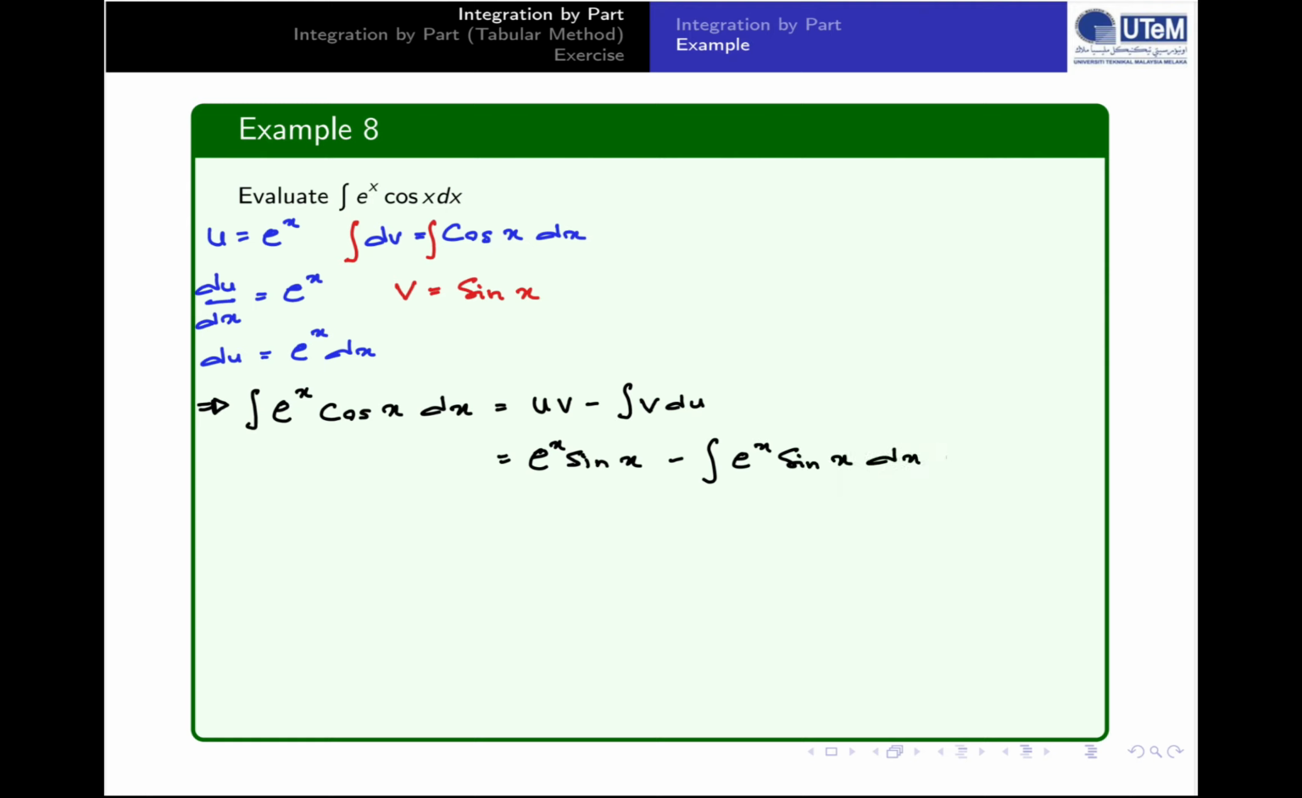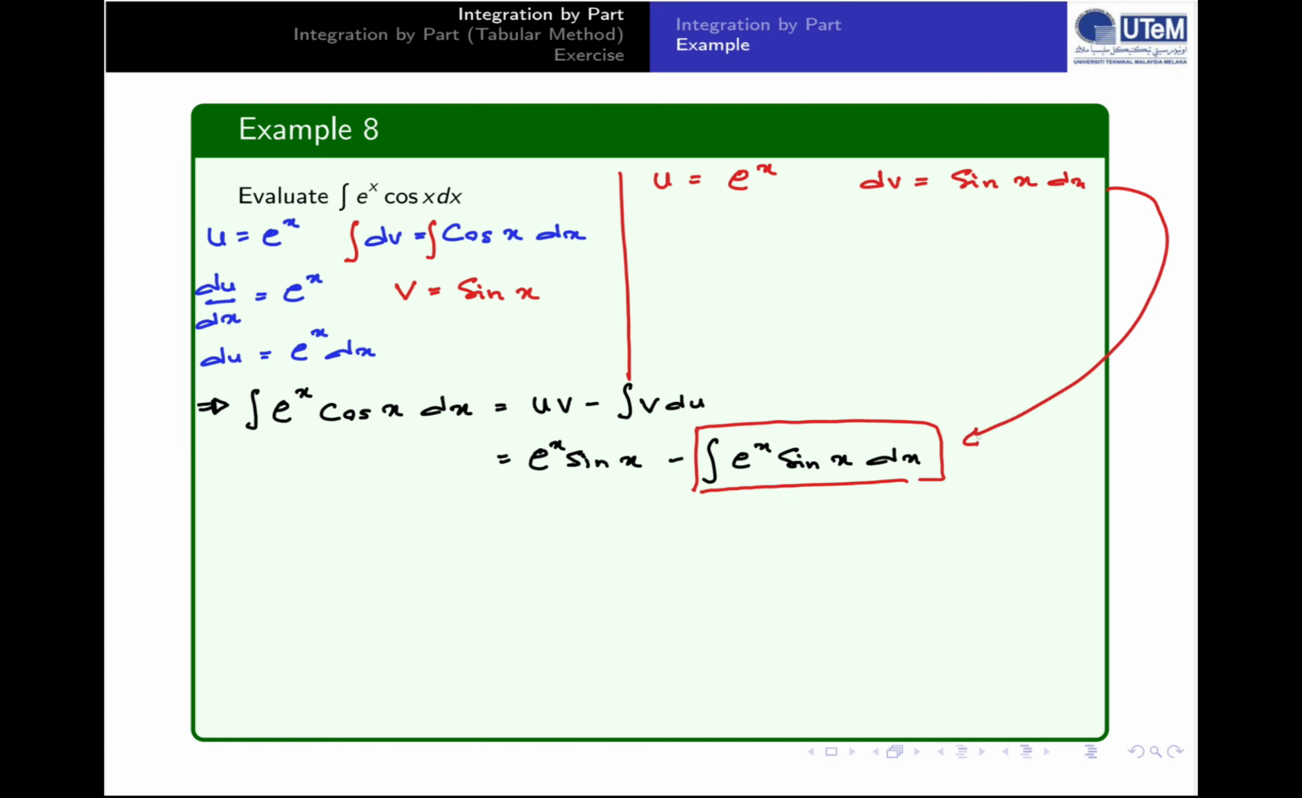But if we look here, it still involves a product between two functions, which is e^x sin x. So we need to solve this part one more time. So this one we can choose u equal to e^x and then dv equal to sin x dx. Okay, solve for this one.